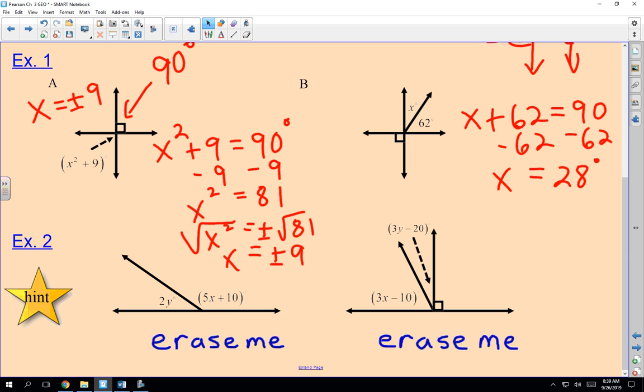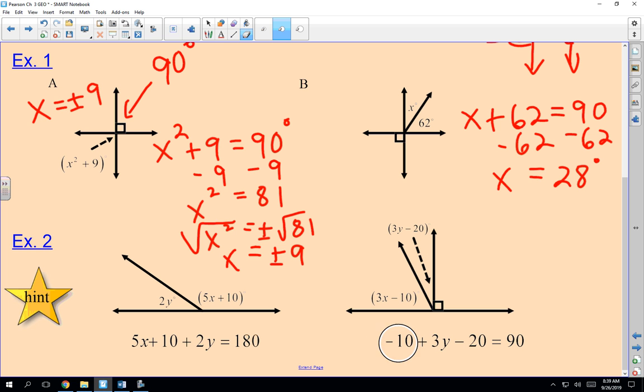We're going to actually create a couple of different equations. One of the equations by geometry would be 2y plus 5x plus 10 equals 180, because those two angles are supplementary. So 5x plus 10 plus 2y equals 180. Now that's a problem because there are two variables in one equation. If you have two different variables, you need two equations to solve it by substitution or elimination. So here's the other relationship they give us. They tell us that 3x minus 10 plus 3y minus 20 has to equal 90.